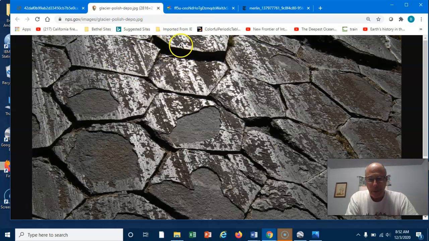And we see them here. Here are some columnar joints that have been polished by that glacial action. You can see those fine scratches that have been embedded into that columnar jointing that we talked about with volcanism.